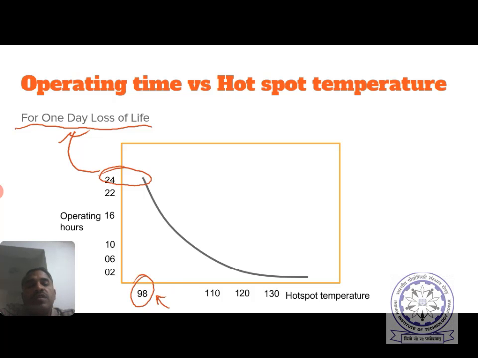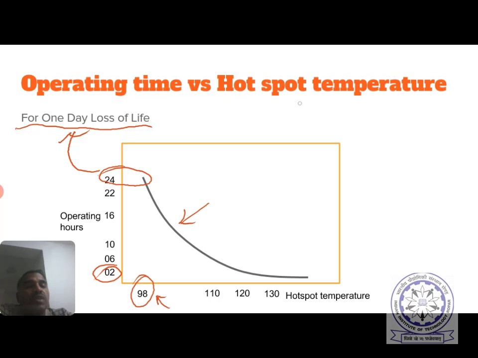But it doesn't happen the same way if operated at higher temperature. For example, at 110, 130 degrees centigrade, if we operate the transformer, within 2 hours, 1 day of life is lost. So 1 day life is referred to here as 98 degrees centigrade; if operated for 24 hours, then it is 1 day loss. So how to calculate, how to obtain this curve?